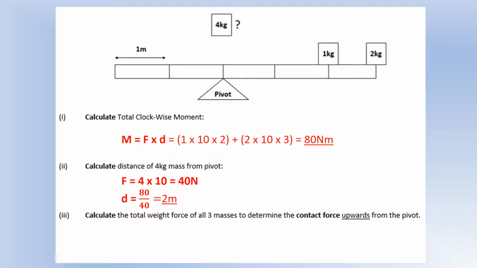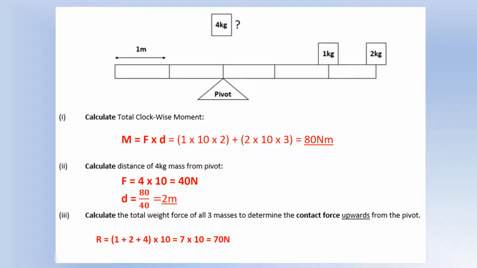The last thing we're going to try and figure out is what the contact force acting upwards from the pivot must be in order for this system to be stationary. So we are going to add up all the weight forces of the masses, and we're going to assume the beam doesn't have any mass because we haven't been told that it does. So therefore the contact force acting upwards at the pivot must be equal to the weight force if it's stationary, which must be 70 newtons, as we can see there.